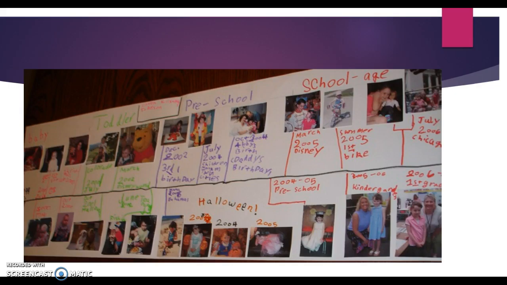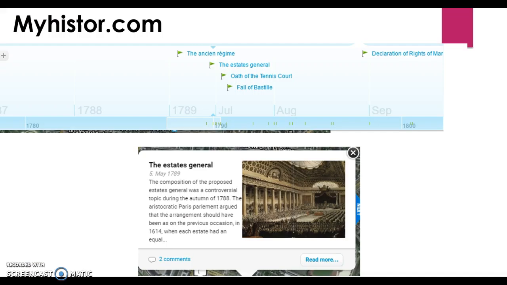This kindergartner or elementary school student put each part of their timeline in categories. For instance, the green is toddler, purple preschool, and red school age, and so on. And obviously you can make that much more complicated.